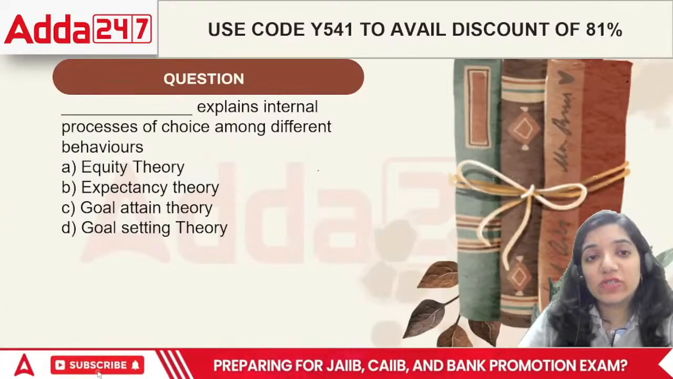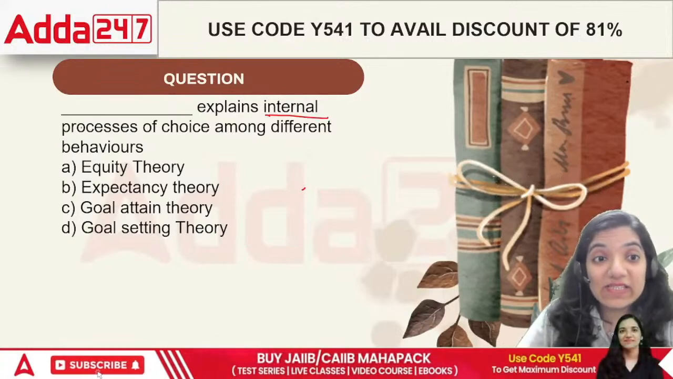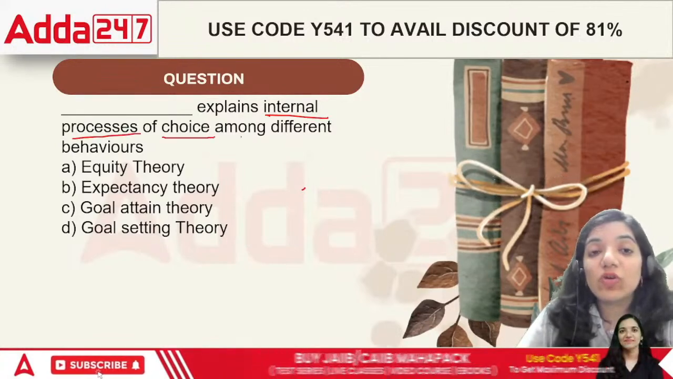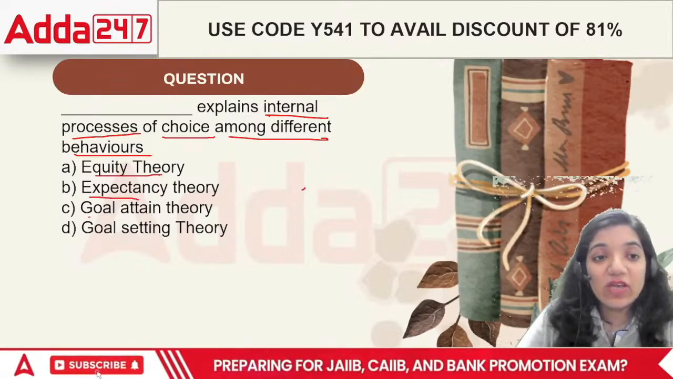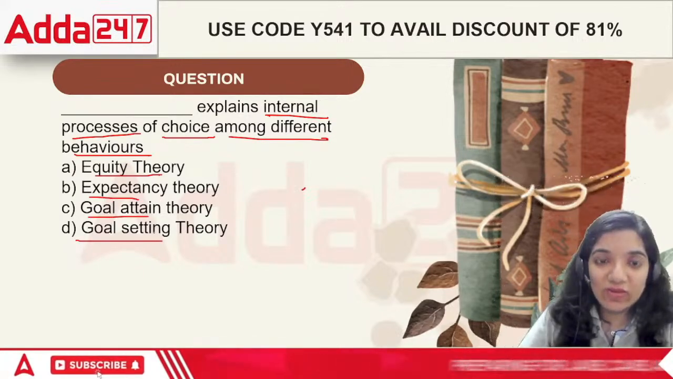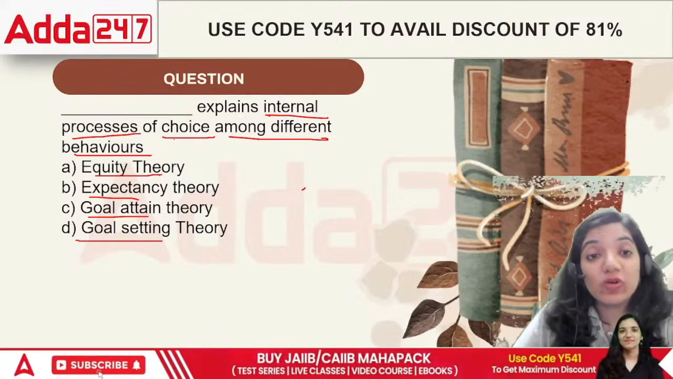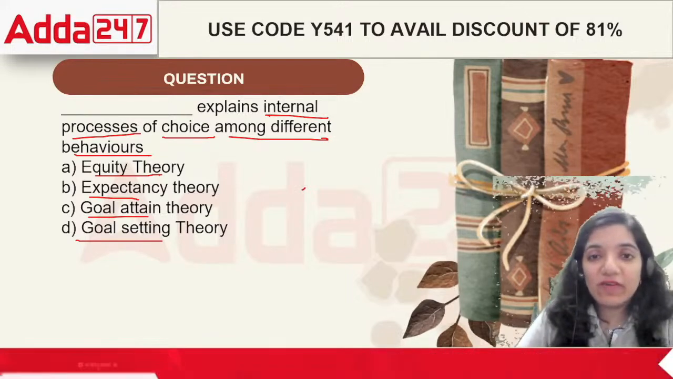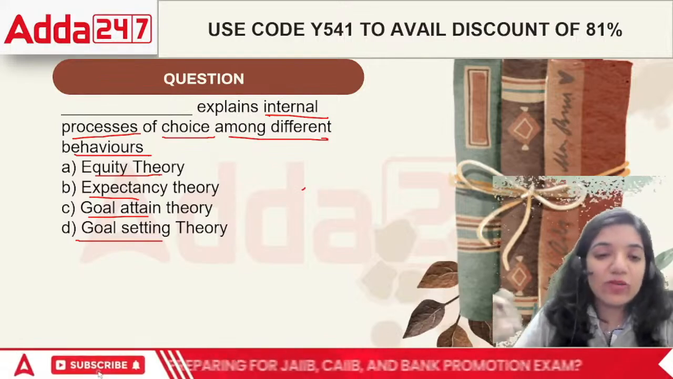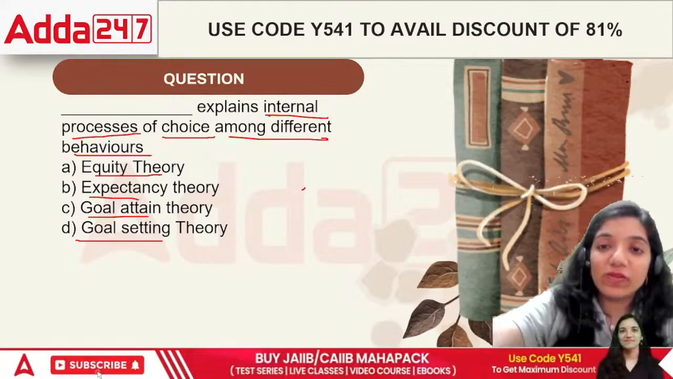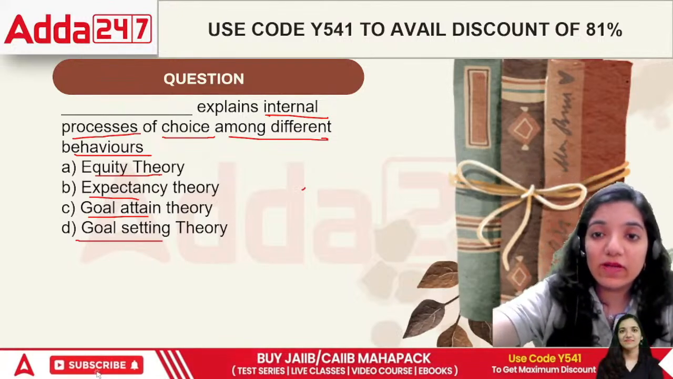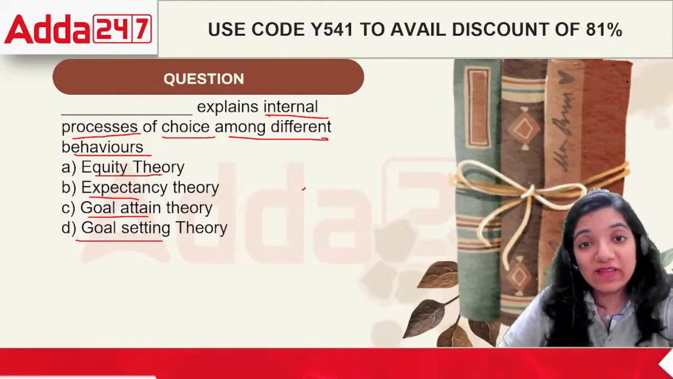Okay, next question. Dash explains internal process of choice among different behaviors. Equity theory, expectancy theory, goal attain theory, or goal setting theory. It is an internal process of choice among different behaviors. See, if I look forward to it now, why would I put an extra effort? If I make something out of it only, then I will do that extra effort. Otherwise, I won't. That is the concept of expecting things, right?